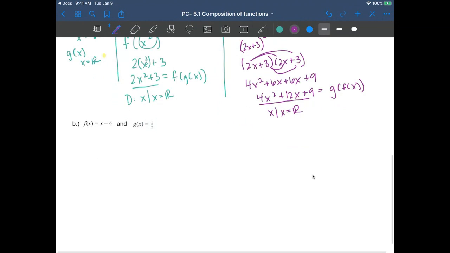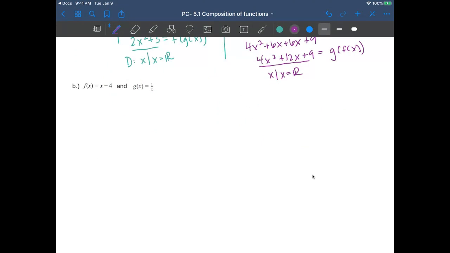All right, last example. Let's get the domain of each. So the domain for f of x would be, that's linear, so x's can equal all real values. And for g of x, x cannot equal, what can't we divide by? We can't divide by 0. So we'll be looking back at that in a second.